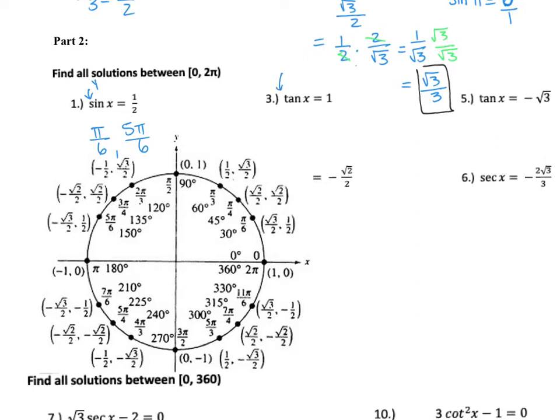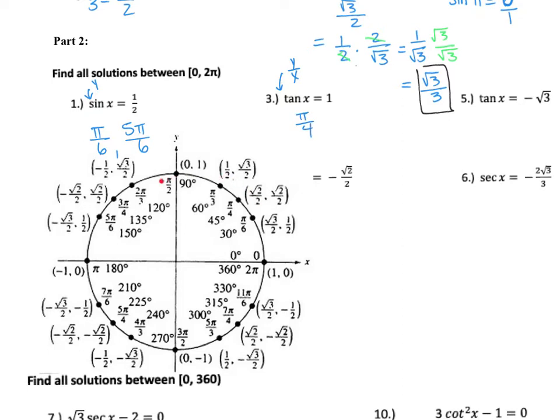So tangent is always y over x. So in order to get a positive 1, the x and the y had to have been the same number and the same signs. Well, the only time that tangent has the same x and y values is at pi over 4. Notice how pi over 4 has the same value, root 2 over 2. These are both positive. So if I were to take y and divide it by x, I would get 1. So I know pi over 4 would work.